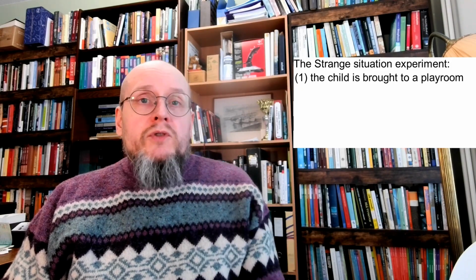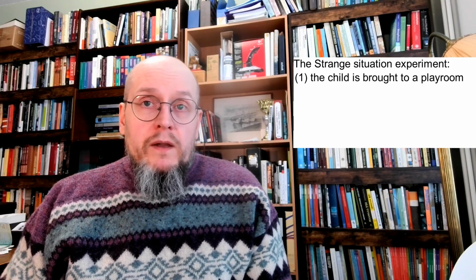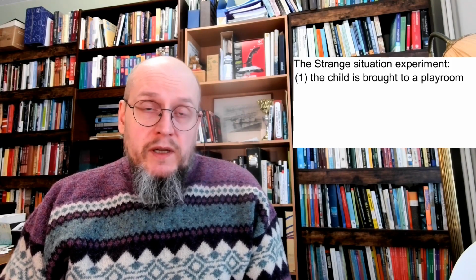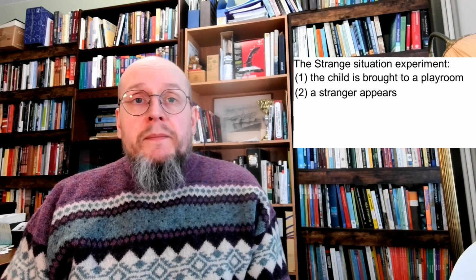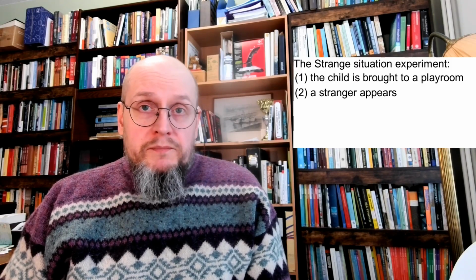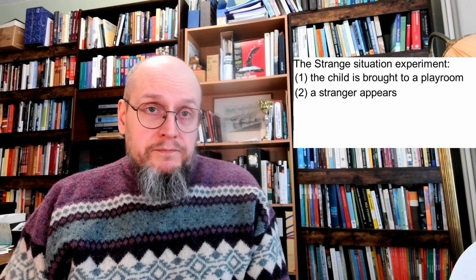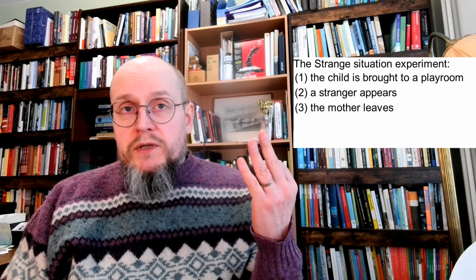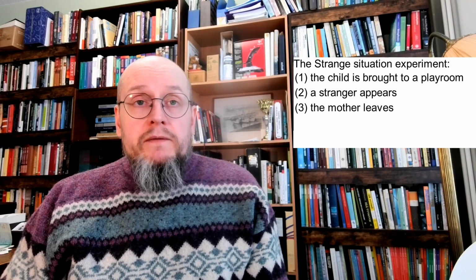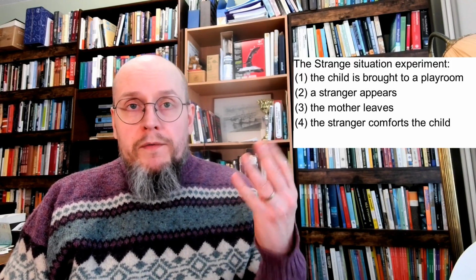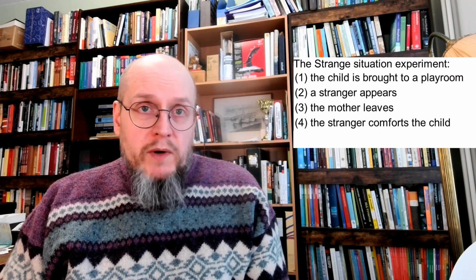First, the child is brought to a playroom by its mother. There is plenty to explore there, such as different kinds of toys. In the next step, a stranger comes into the room. The stranger talks to the mother and then approaches the child. In the third step, the mother leaves the room, making sure the child sees her leave. In the fourth step, if the child seems to be in need of it, the stranger will try to comfort the child.